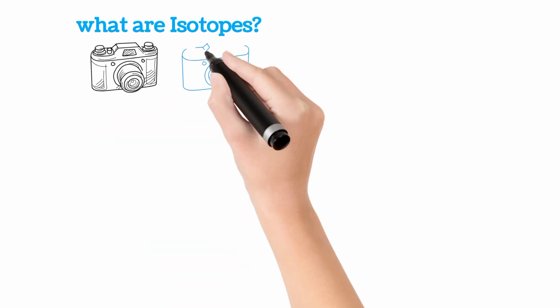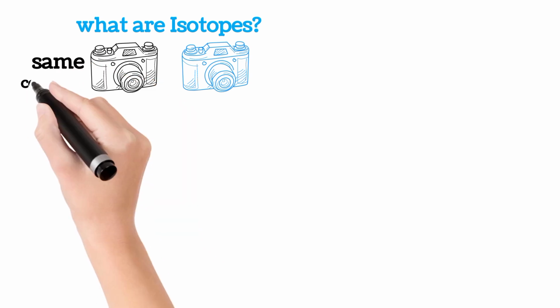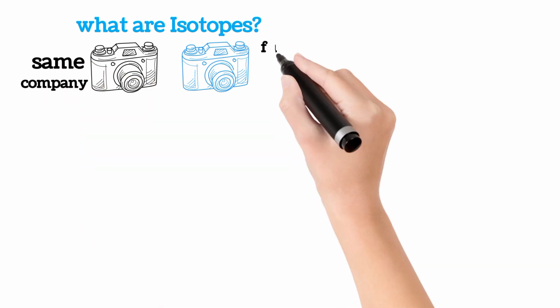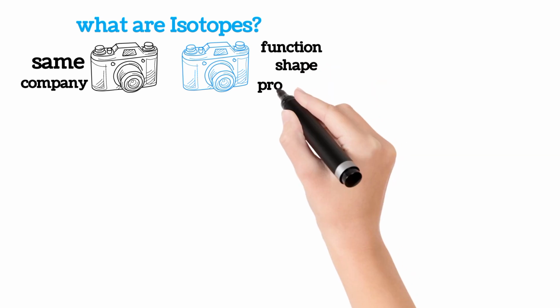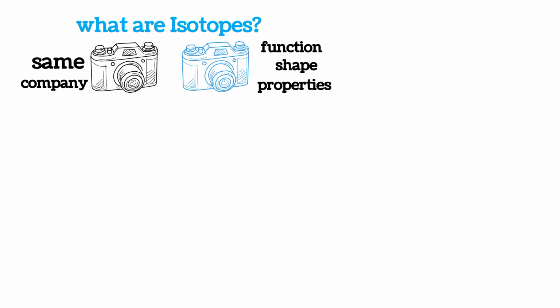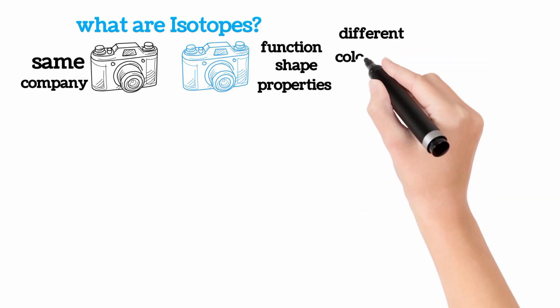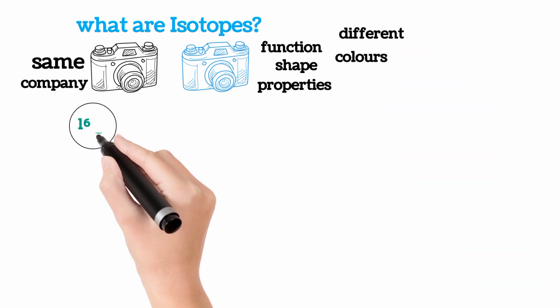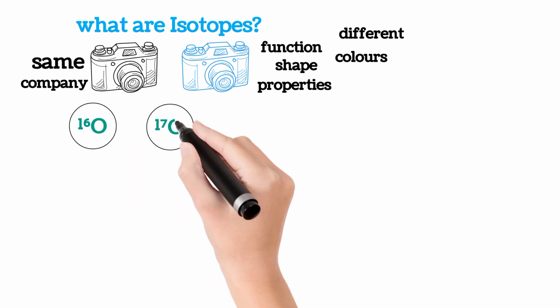Now, to understand this concept, let's look at these two sample products launched by the same company. They have similar properties such as function, shape, and other properties. The only difference between these two products, being cameras, is just the color. One is black, the other one is blue.